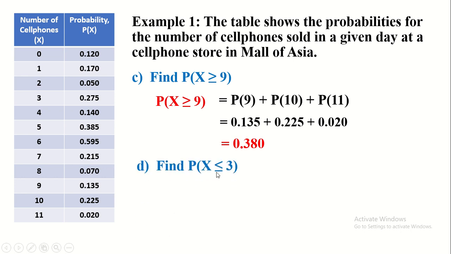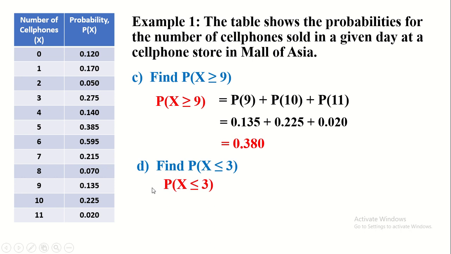Letter D. Find the probability of x that is less than or equal to 3. Ibig sabihin, ang probability daw ni x dapat less than kay 3. Ano nga ba ang less than? Mababa. Mas mababa. Ibig sabihin, ang mas mababa kay 3 ay 2, 1, 0. Kaso may equal sign ka rito. Kaya, isasama mo pa rin si 3.